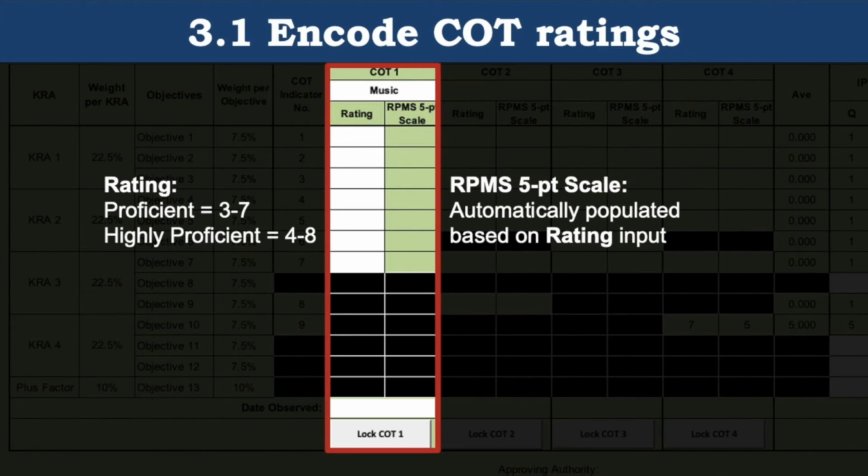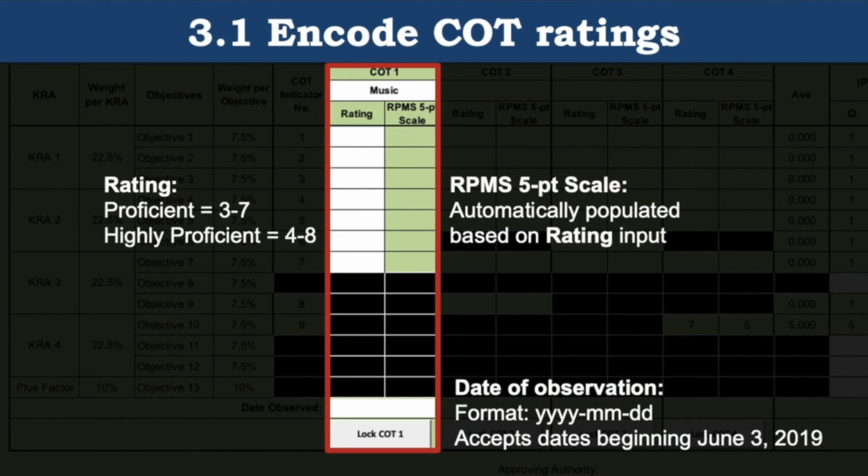Again, you will confirm that the cells are enabled because they have turned white. For the proficient form, this column will accept values from 3 to 7. For the highly proficient form, it will accept values 4 to 8. The second column, the RPMS 5-point scale, will be automatically populated based on the input on the rating column. After inputting the rating, you need to input the date of observation at the bottom. This field accepts dates beginning June 3, 2019 using this format.